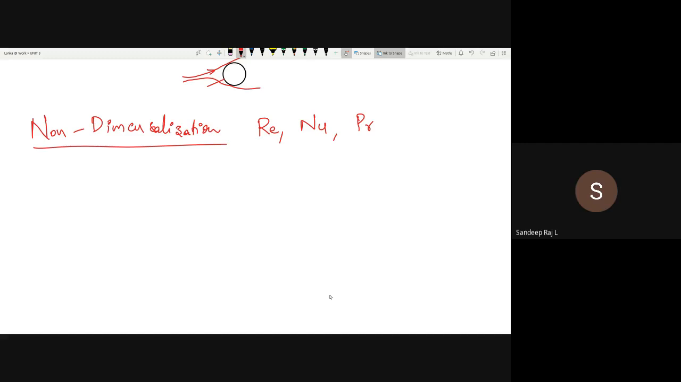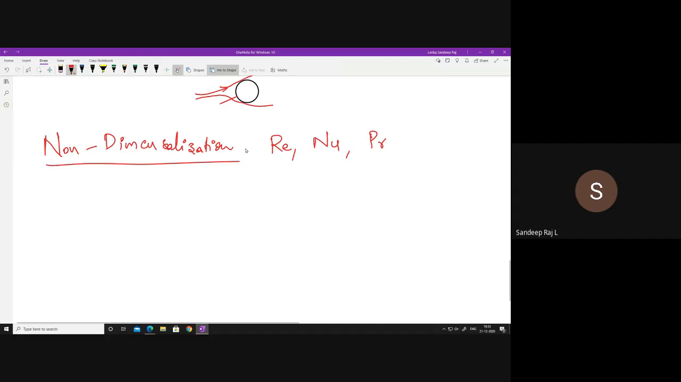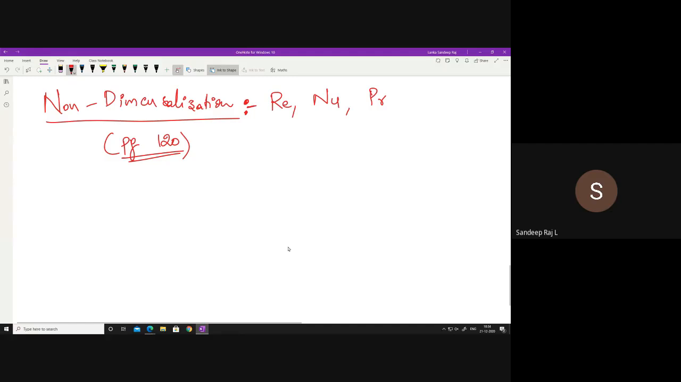Coming to free convection, that is natural convection, you will have a few more non-dimensional numbers. Those numbers we will discuss a little later. But when it comes to these, you will have to learn them properly. When it comes to the Reynolds number, Prandtl number, or any non-dimensional number, remember page number 120 in the data book. This page number should be known to you very clearly. If you have a data book with you, go to page number 120 and look at it, and you will be in a position to understand what I am going to teach you now.